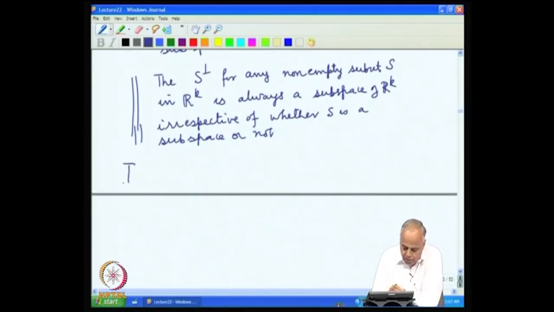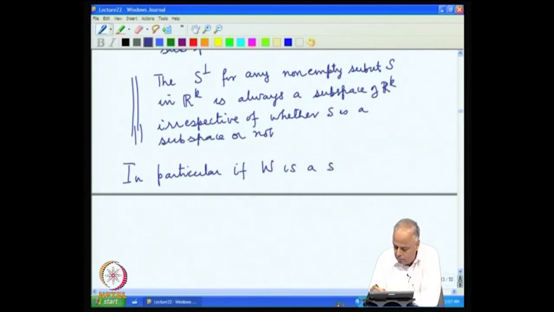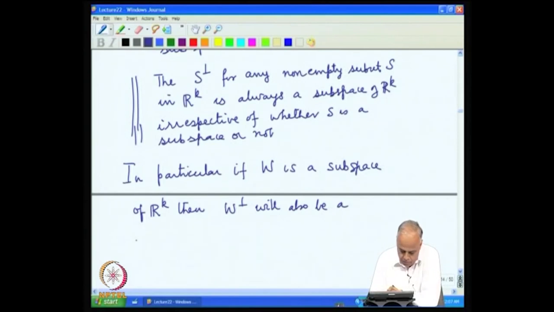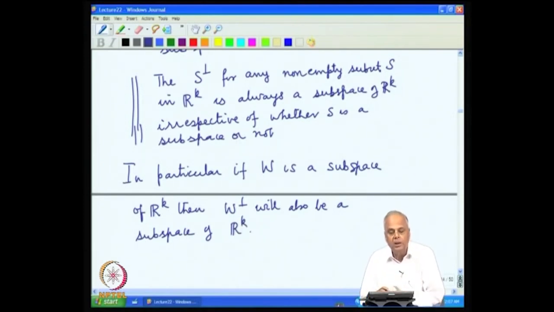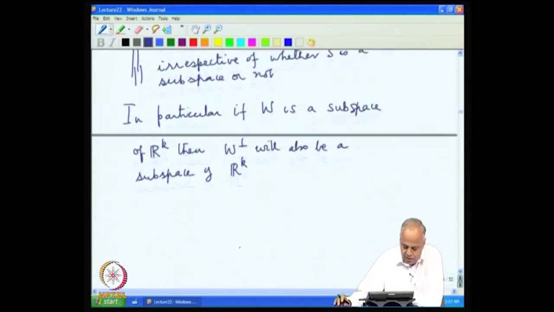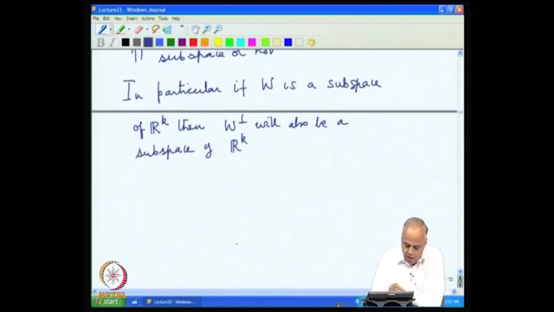Of course, in particular, if W is a subspace of R^k, then W perp will also be a subspace. We shall be looking at such perps of subspaces when we analyze a matrix. Let us look at one or two simple examples.